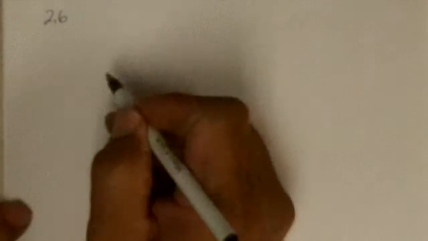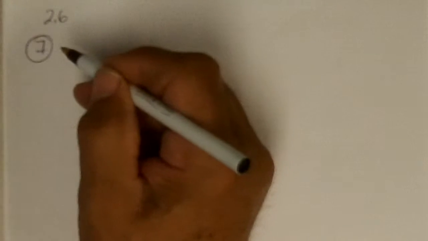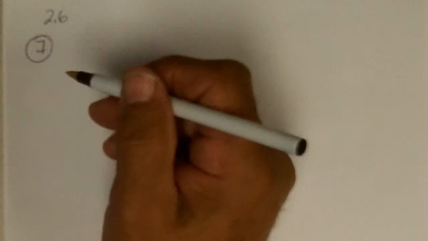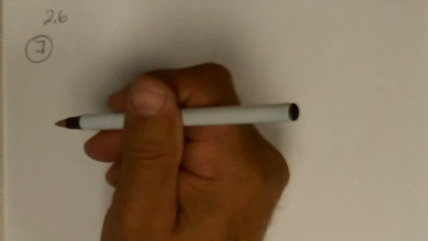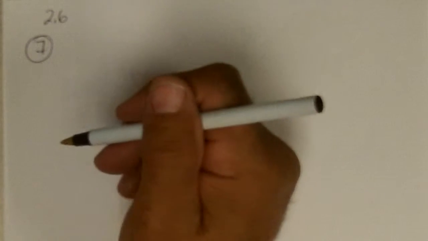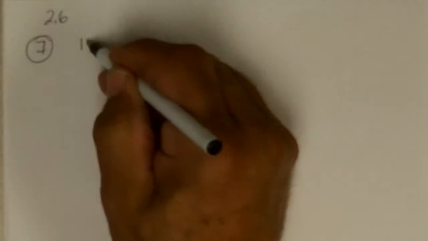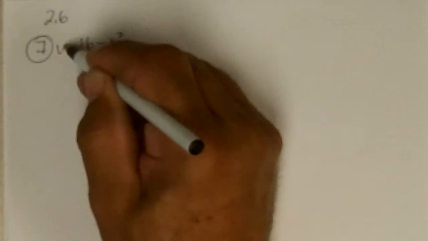2.6. There's only 3 of them here, and that's 7. On 2.6, number 7 says a rectangle has one corner in quadrant 1 on the graph of 16 minus x squared.